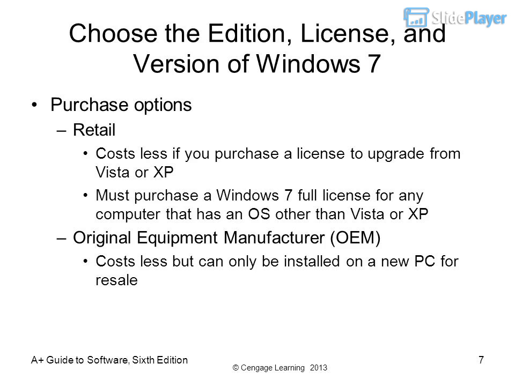Choose the edition, license, and version of Windows 7. Purchase options. Retail costs less if you purchase a license to upgrade from Vista or XP. You must purchase a Windows 7 full license for any computer that has an OS other than Vista or XP. Original equipment manufacturer, or OEM, costs less but can only be installed on a new PC for resale.